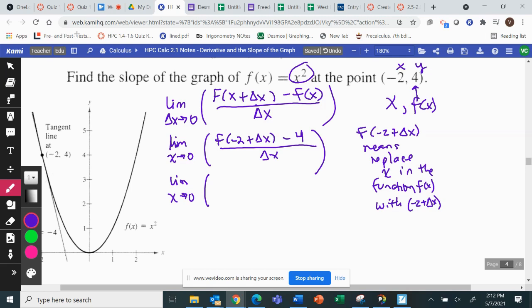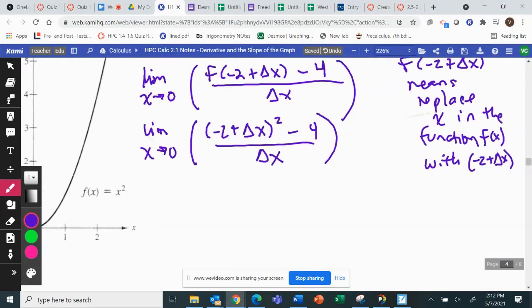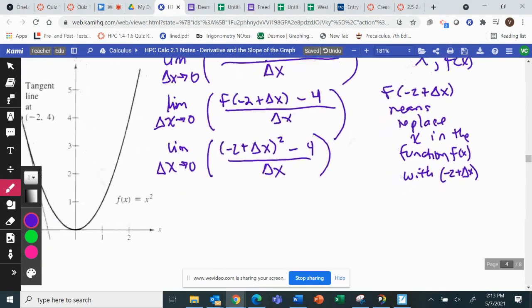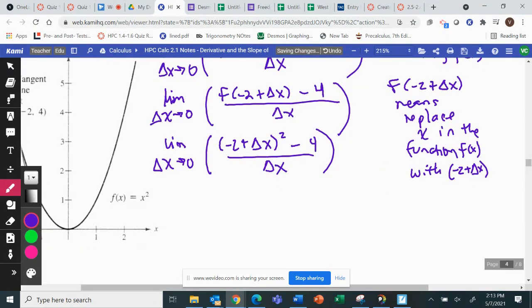So I'm going to now do the limit, and I have f of -2 plus delta x. I'm going to do -2 plus delta x squared, because my function says take x and square it, minus 4 over delta x. Now I'm just going to multiply that out, simplify it. This should say delta x approaches 0. I keep forgetting to write delta x, sorry. It should say delta x for all of those approaches 0.